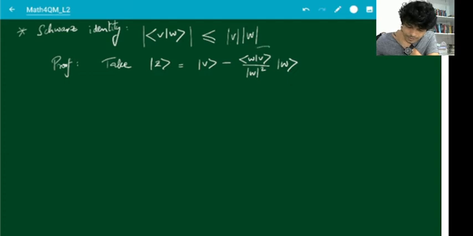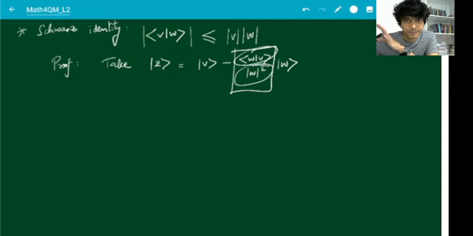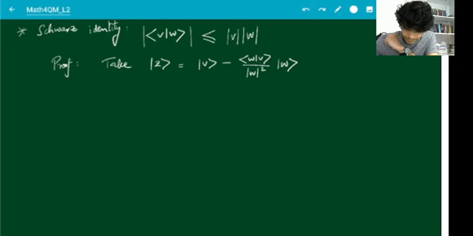Notice one thing, this inner product over here is a complex number, this thing over here is a real number. So basically this entire ratio is just some number, it's a complex number. So don't get alarmed by seeing all of these things in the numerator and denominator. It's just one vector minus some complex number times another vector. And what we are going to do is take the inner product of z with itself.